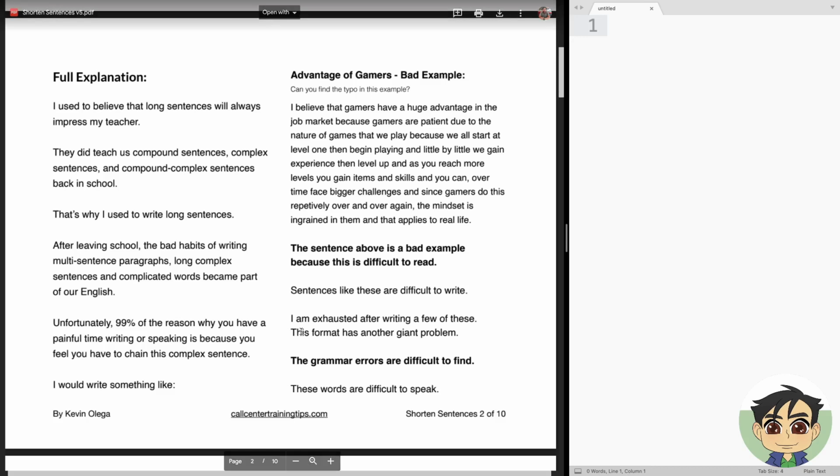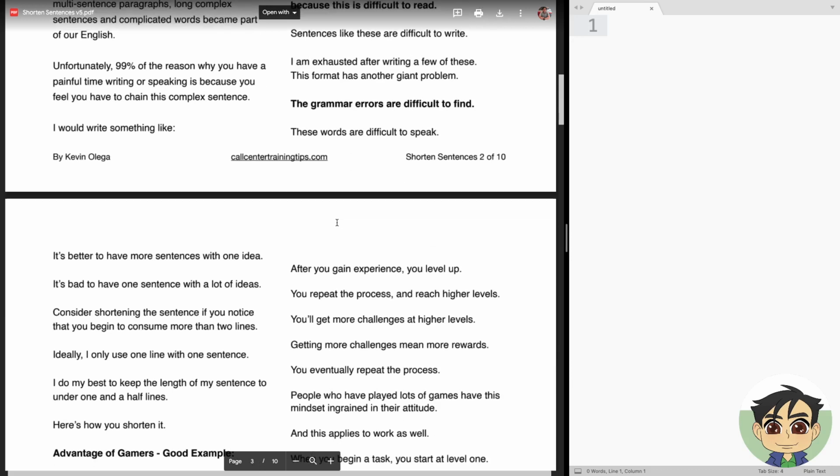This format has another giant problem. The grammar errors are difficult to find. These words are difficult to speak. It's also easy to make a mistake with the grammar. You need to have perfect grammar to write sentences like these.